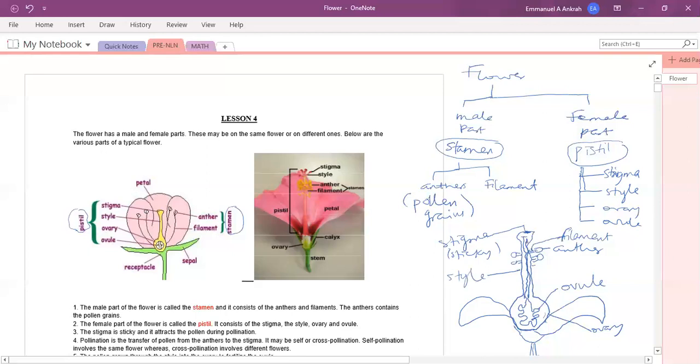That's a style. This long tube-like structure is a style. Okay. Yeah. So let's go through the reading here.